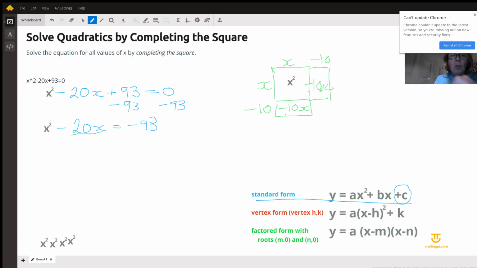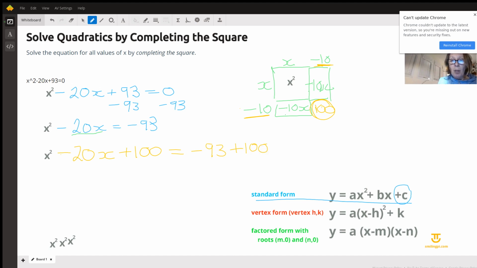So the question is, to complete the square, what do I have to add here to make it a perfect square? Well, it should be this negative 10 times this negative 10, so an area of 100. Again, we can't just add 100 to our equation. We're going to have to add it to both sides. So back to our equation here: x squared, then the negative 20x, and then we add 100 to complete the square. On the right-hand side, we have the negative 93, and we have to add that 100 to keep it balanced.